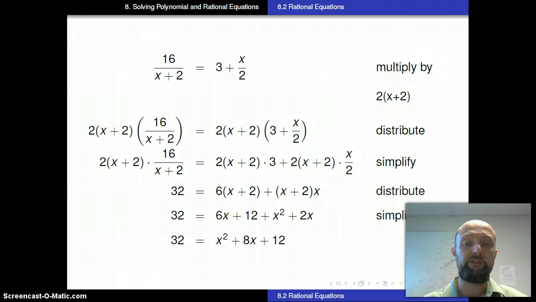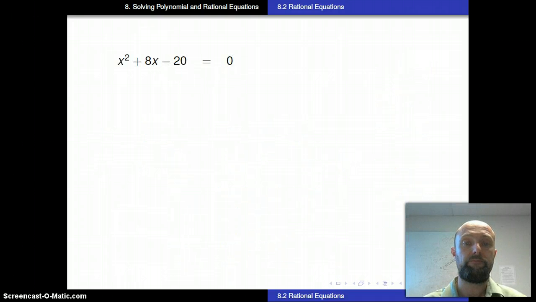In order to solve this equation, we must have a 0 on one side. So we subtract 32 from both sides and get 0 is x squared plus 8x minus 20. To solve this equation, we use the factoring method. So we are looking for two numbers whose sum is 8 and whose product is negative 20.